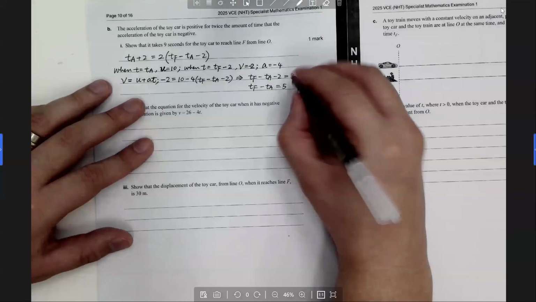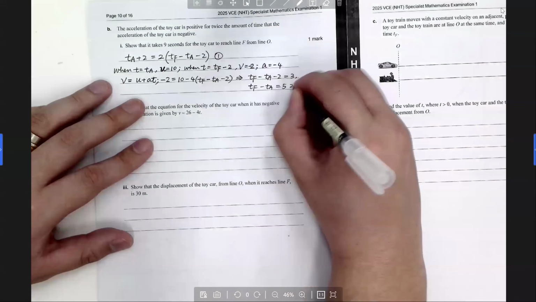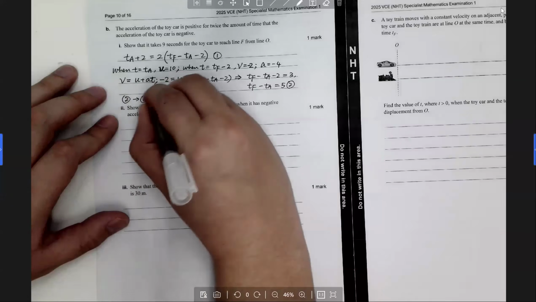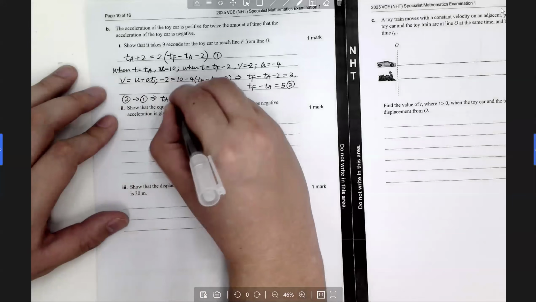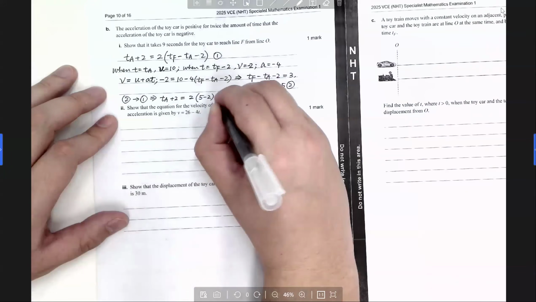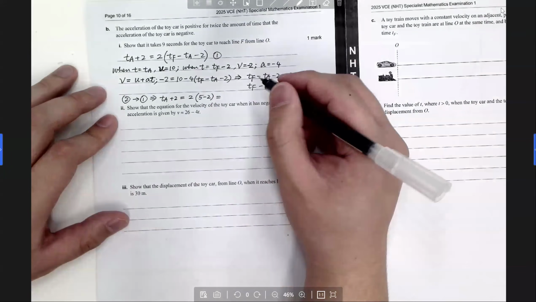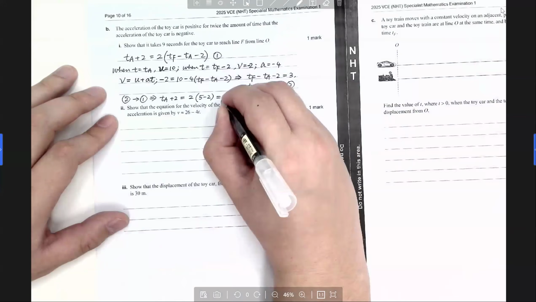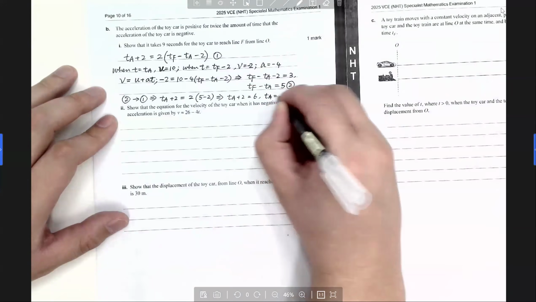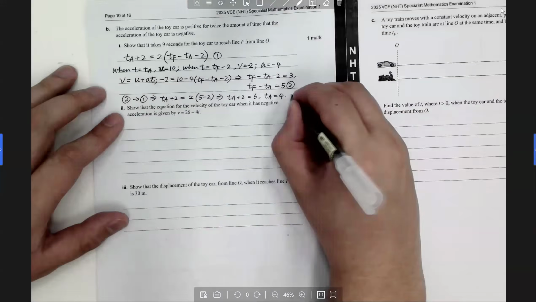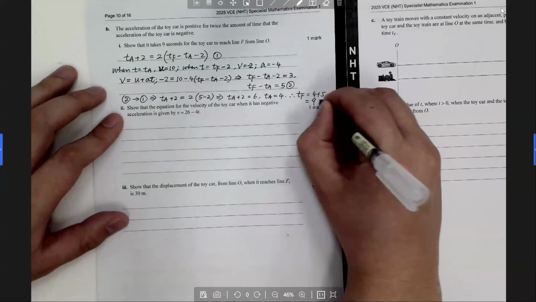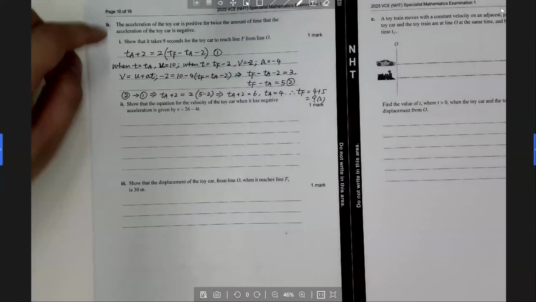And then this is my first equation. This is my second equation. I'll substitute the second equation into the first. The second equation into the first gives me ta plus 2 equals 2 lots of 5 take 2. That is like ta plus 2 equals 6. Therefore, ta equals 4. So eventually, tf is 4 plus 5, and that is 9 seconds. Okay? Quite a bit of working for 1 mark.